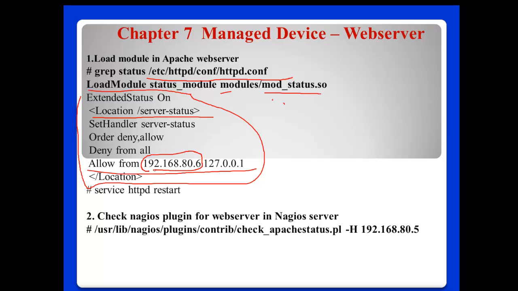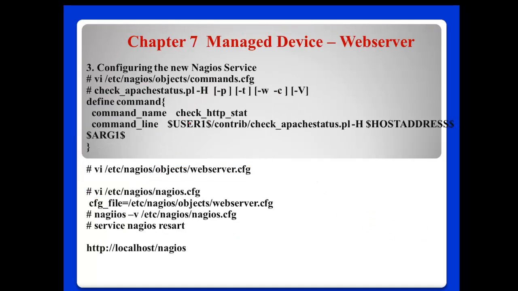In my case, this one, 192.168.8.6, means the Nagios server. And this web server has the IP address 192.168.8.5. And after that, we need to restart the web server. And after configuration of the web server, we need to check this web server is working well using the Nagios server. So here, we need to download, or we need to check the plugin, and after that 192.168.8.5. This one means the web server IP address, and after that, in the Nagios server, we have to register this plugin to this command configuration file.